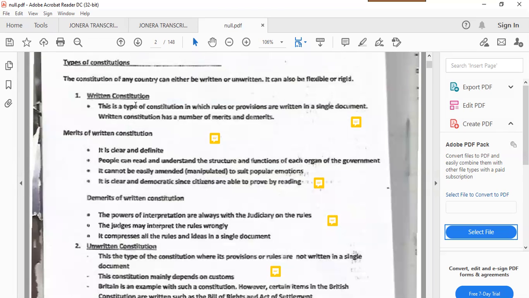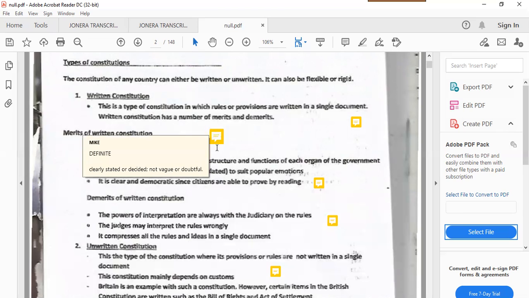A good constitution is subject to merit, so merits of a written constitution. By the way, we are now talking about a written constitution. So we're talking about these one by one: written, unwritten, flexible, or rigid. A written constitution is a type of constitution in which all the rules or provisions are written in one single document. You can even have access to a digital copy of the constitution, and you can read and understand what that constitution is talking about. So it's written in one document. That's the definition of a written constitution. It has a number of merits and demerits that we're going to talk about. Right now we're focusing on the merits of a written constitution.